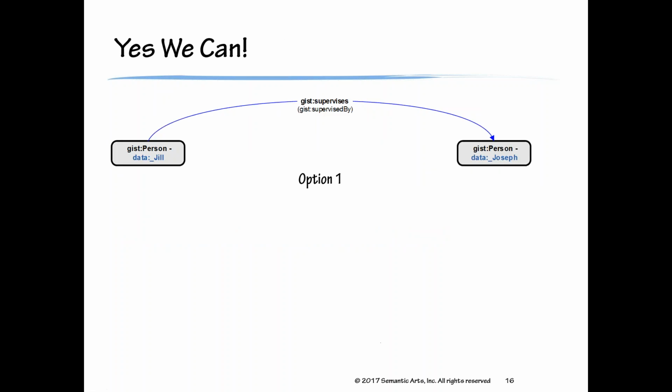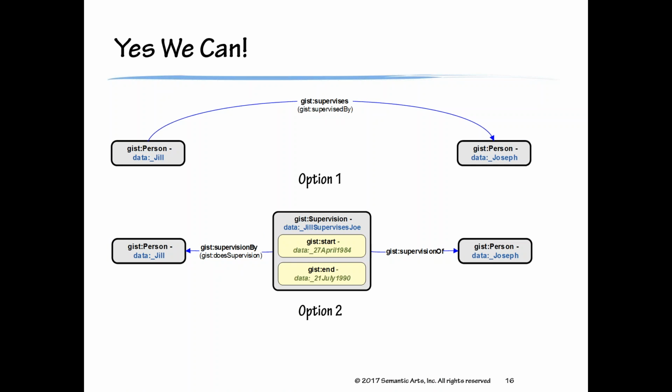So how might that work? We can do that, in fact. So again, here's a simple option. Jill supervises Joseph. And then here's the second option where Jill, the supervision is the object itself, which has the start and end date pointing to the supervisor and the supervised.